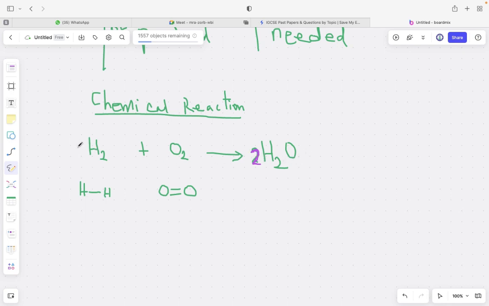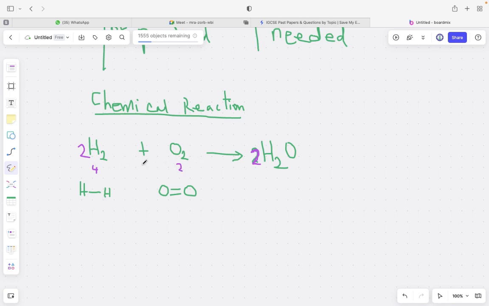So I have to put 2 here to make hydrogen 4 as well. So 2 times 2 hydrogen is 4 on the right. So oxygen is 2 here, and oxygen is 2 here because this 2 multiplied by this 1 is 2. So this is what we call a balanced equation. There are 4 atoms of hydrogen here and 2 atoms of oxygen here.